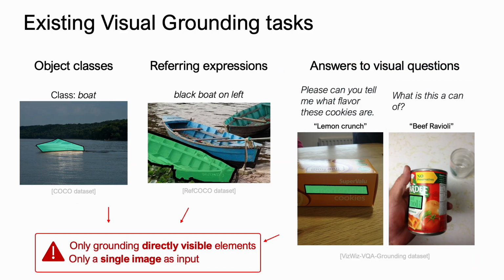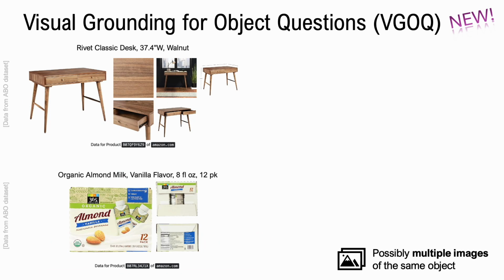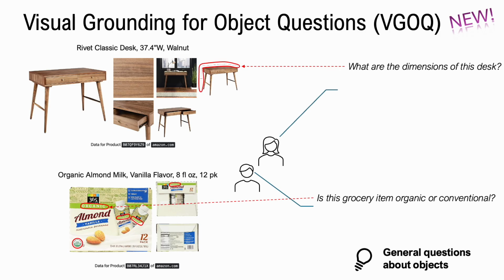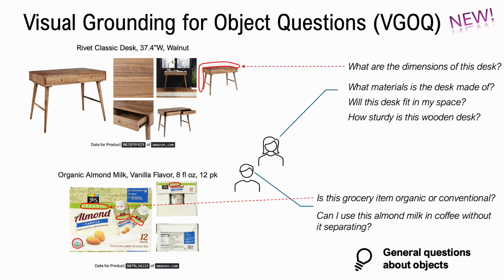However, all these tasks only ground directly visible elements, and they also assume a single image as input. But objects in the real world often come with several images, showing different practical aspects of the object. Also, people looking at these object images might ask themselves not only visual questions where the answer is directly visible, but also more general questions about the object and potentially subjective and abstract questions.